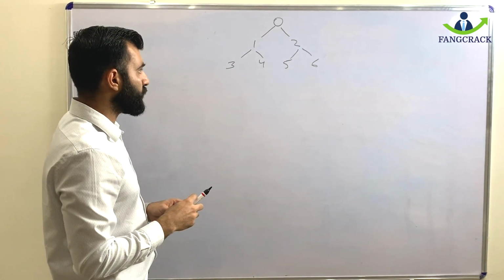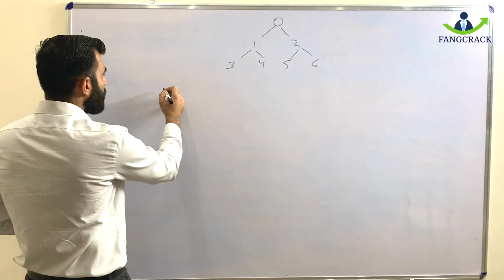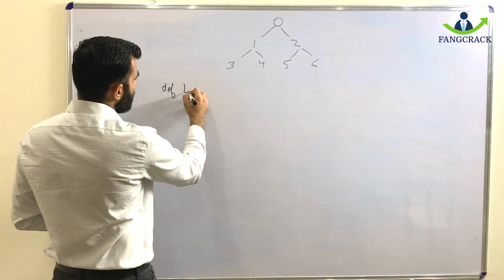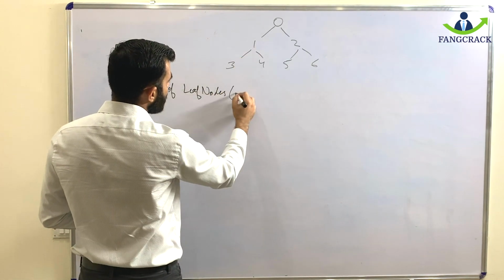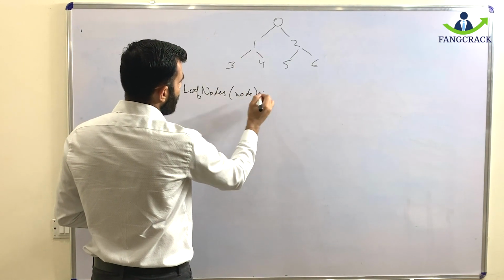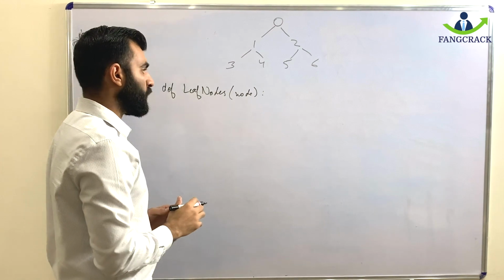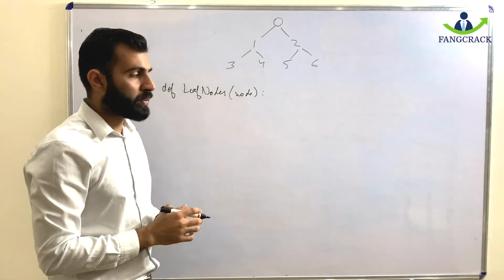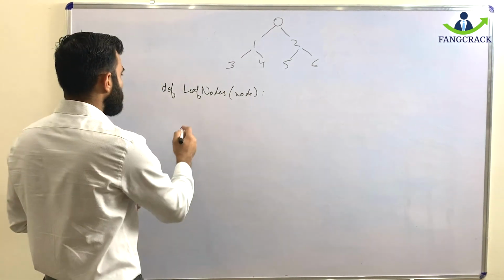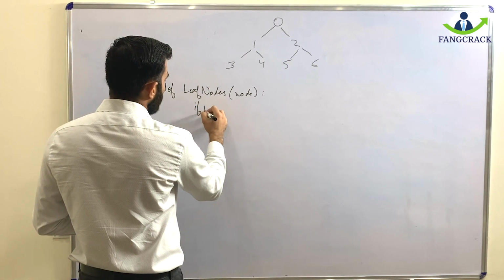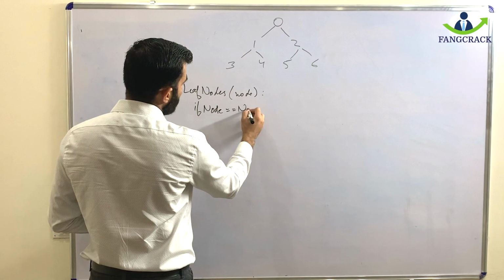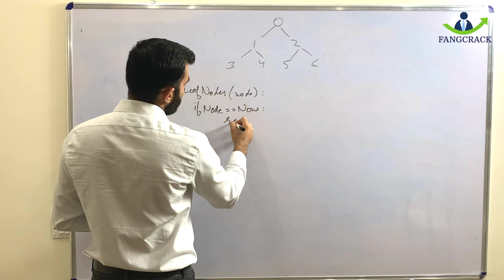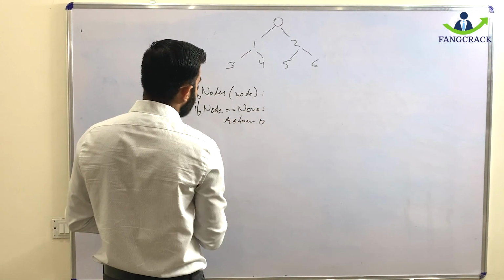So how can we solve this? The recursive solution that comes to mind is pretty simple. Here is the pseudocode, leaf nodes. We start from the root node, and since it's going to be a recursive solution, we need to find some terminating conditions. First condition is if this node is equal to none, we return 0.